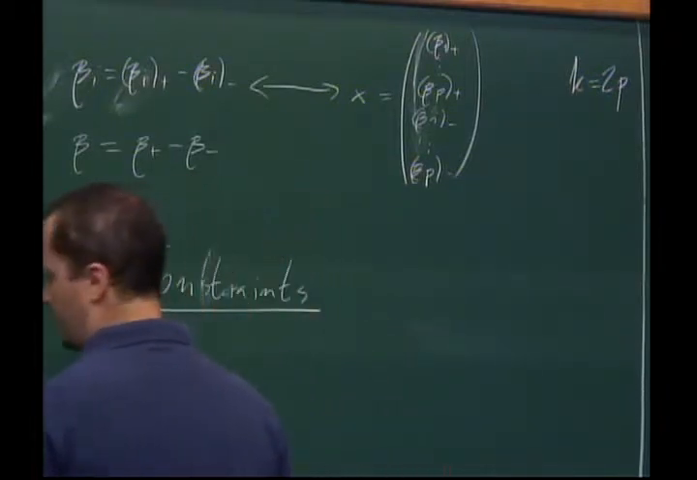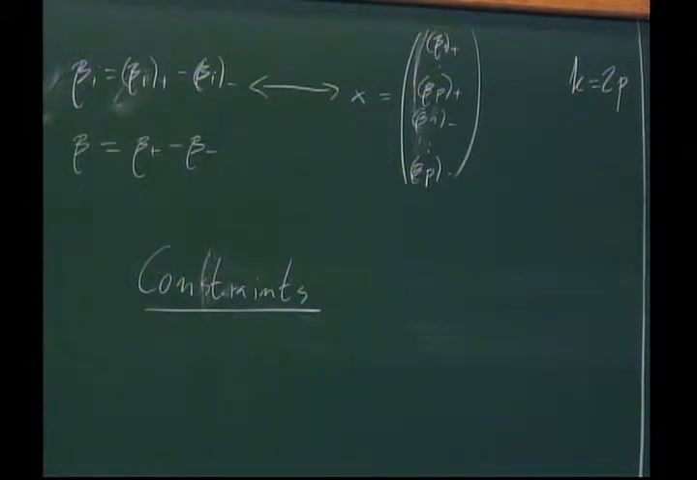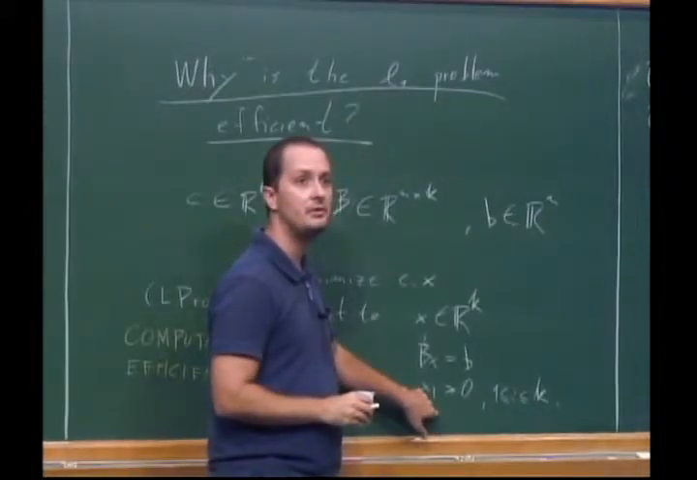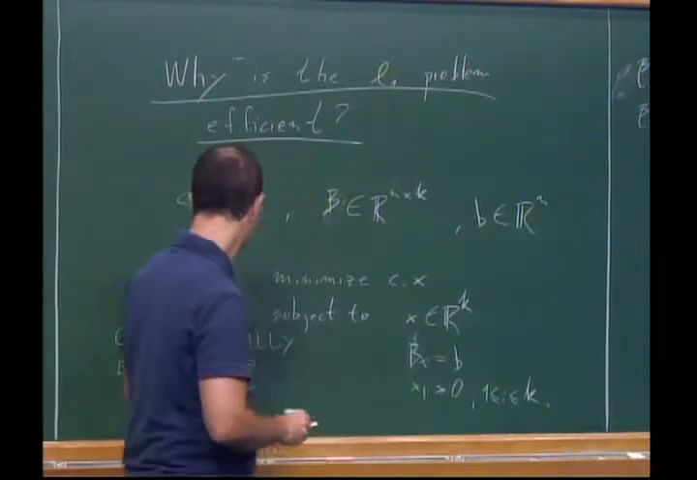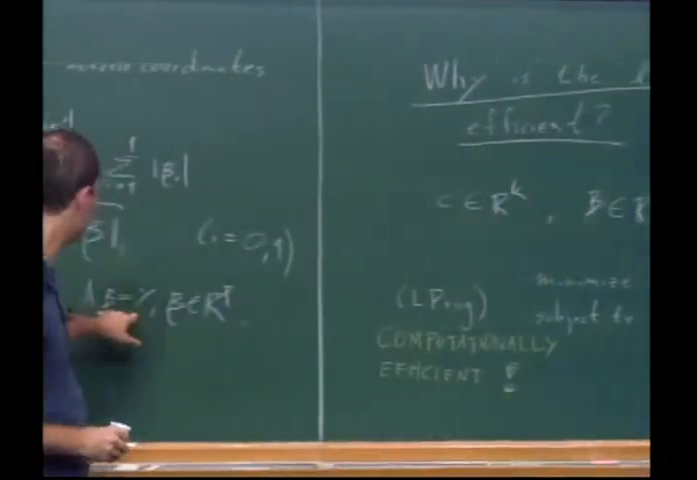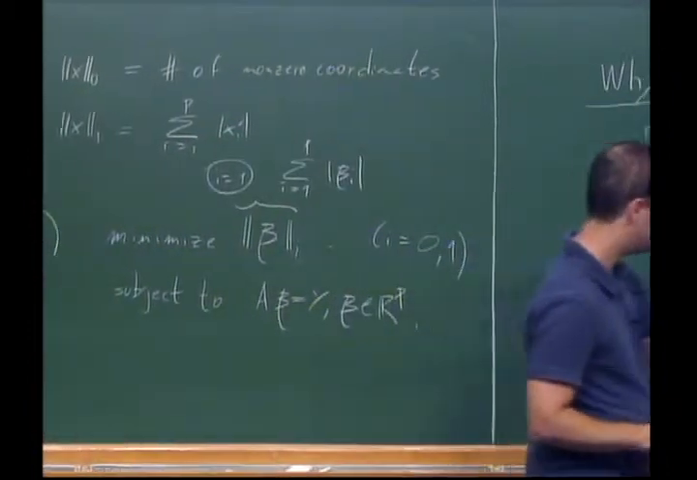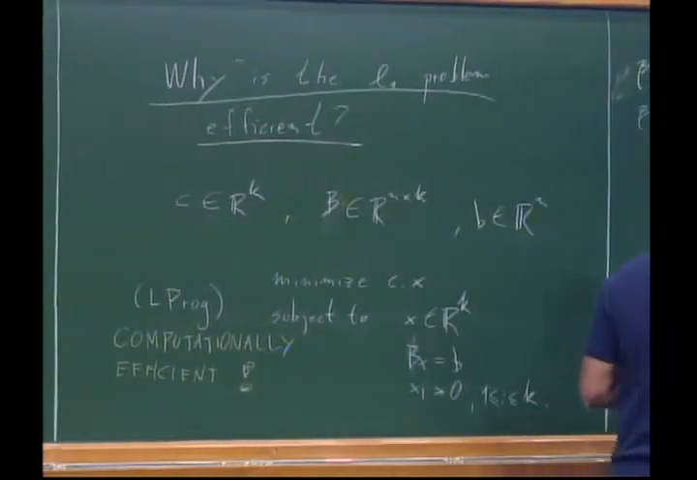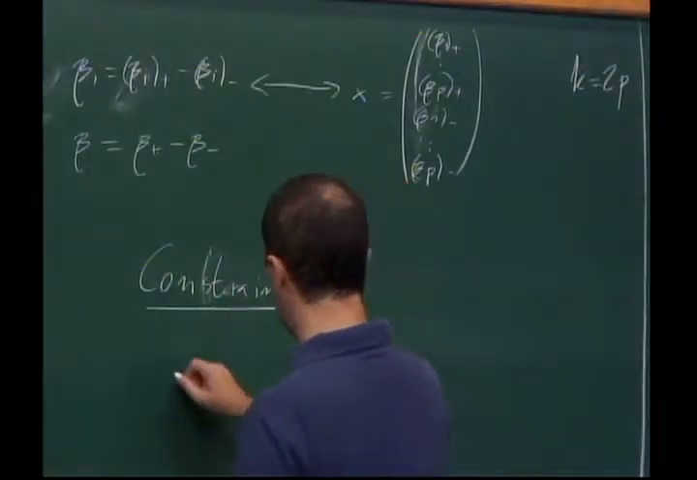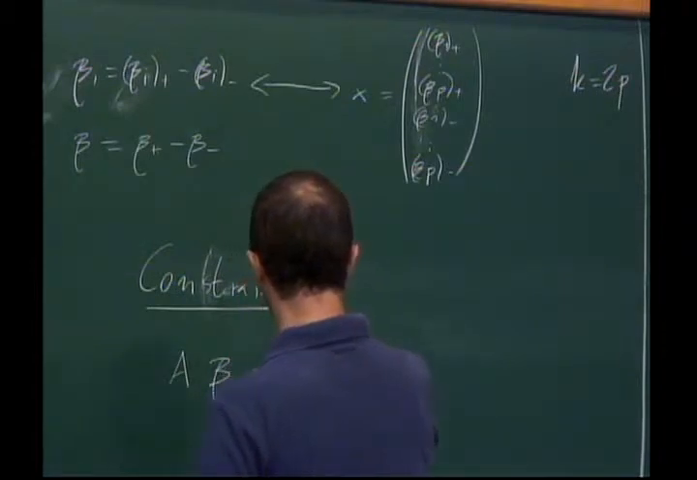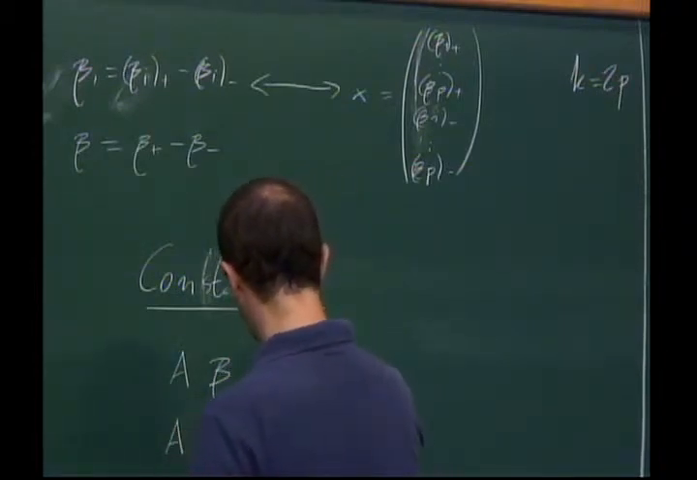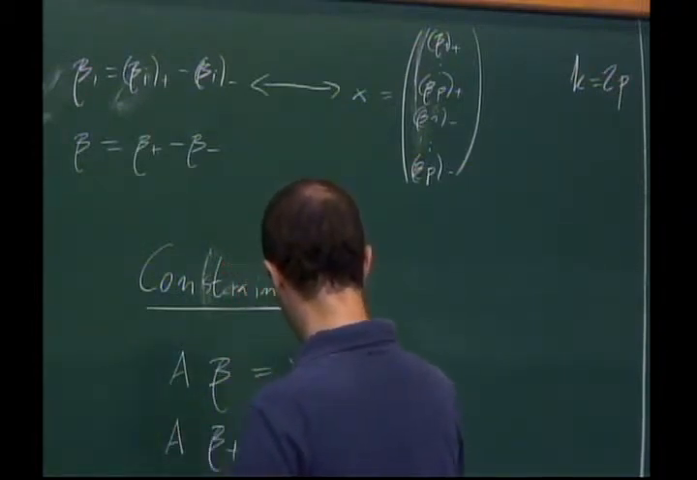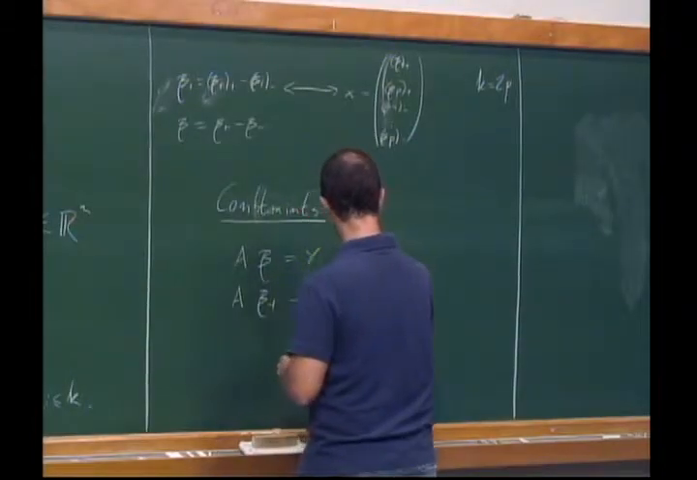So what are my constraints, right? Well, the way I wrote x guarantees that it has no negative coordinates. But I need to relate this constraint that beta solves the system to some other matrix here. That's also not very hard. So what you want is that alpha beta equals y. So it means that alpha beta plus minus alpha beta minus equals y.